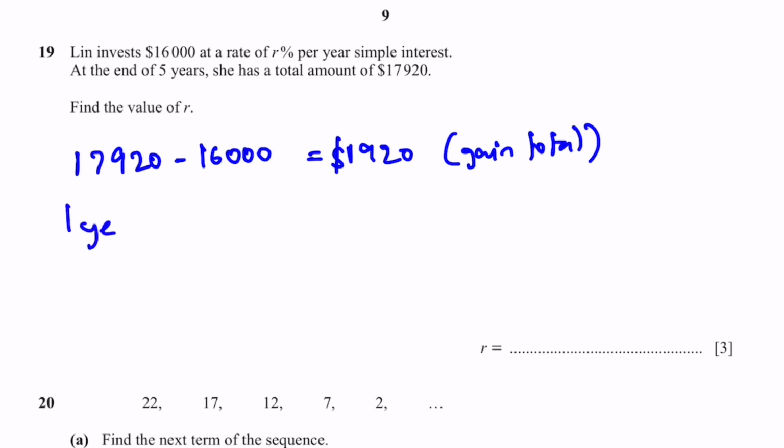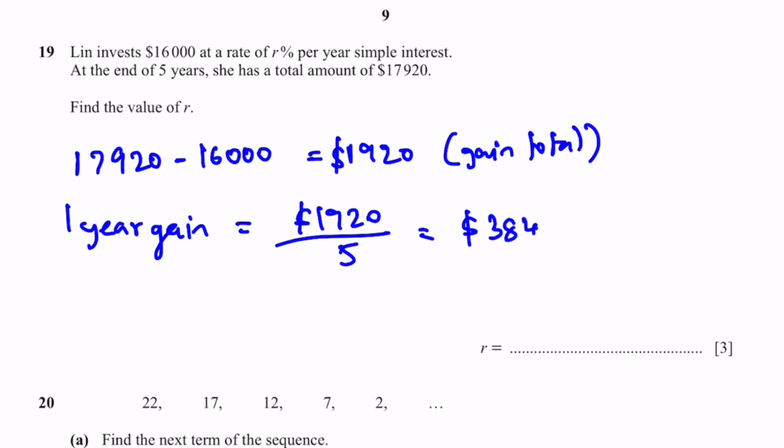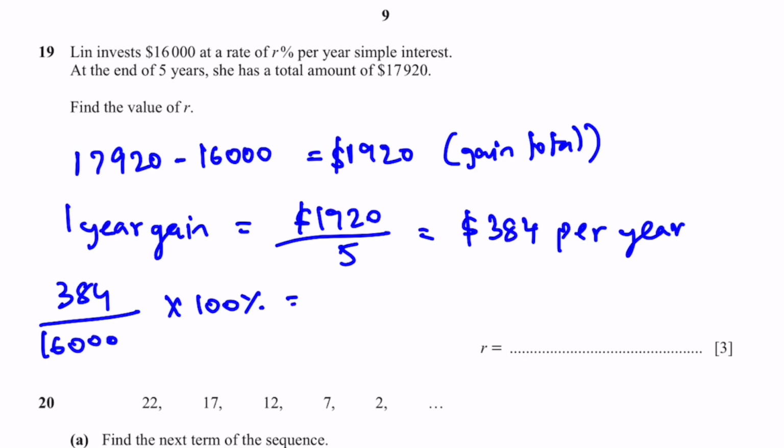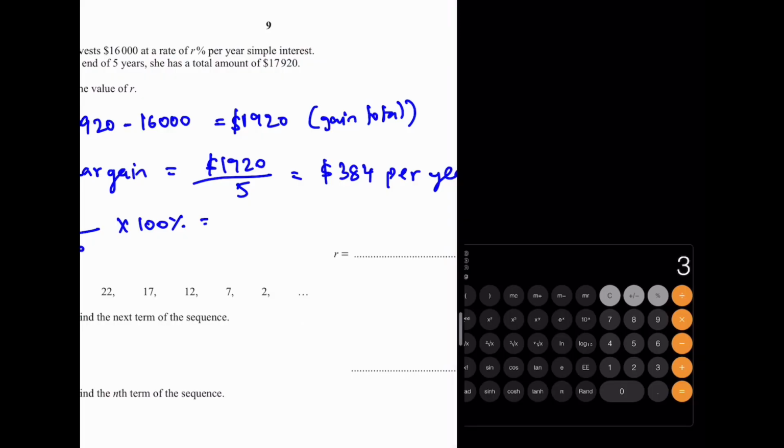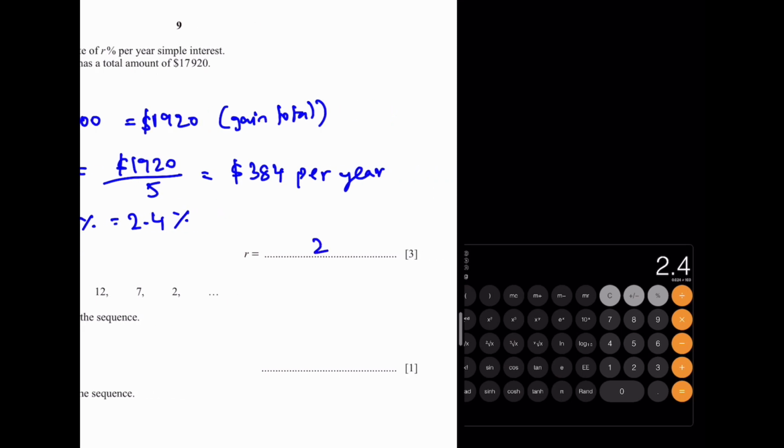So 1 year's gain is equal to this divided by 5, which is equal to $384. And that's per year. So the percentage will be 384 divided by this, multiplied by 100%. And let's use a calculator for that. 384 divided by 16,000 into 100. That's 2.4%. So R is equal to 2.4. That's the answer.